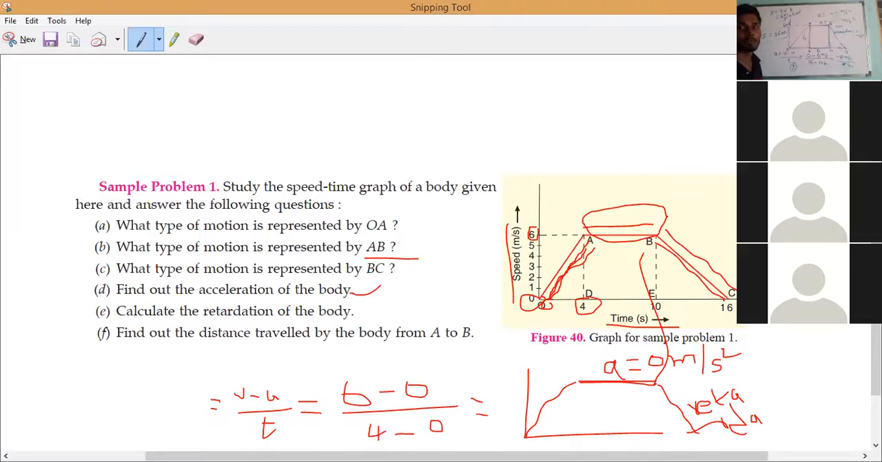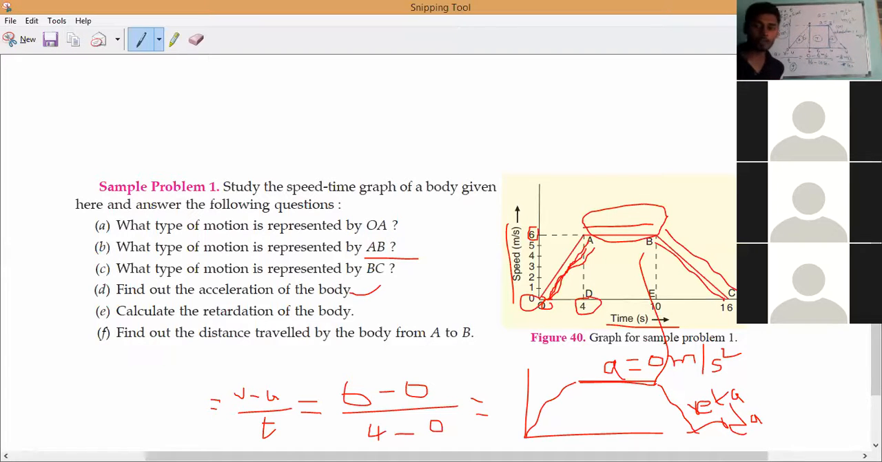For total distance, let me see who will calculate first. Do it fast. So total distance means what we should calculate here. One triangle, another triangle, another triangle. So 3 sums. Calculate the area of this one, this one, this one. This one we have already found. Now calculate the area of this one and this one. If you add, you will get the total distance traveled by a body. So all of you do that.